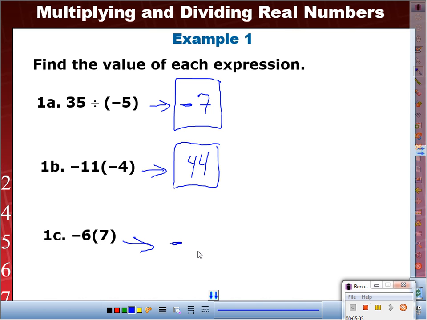Negative. Compute. 42. Can we simplify? No. Now, check this out. The reason being that we're starting off with a sign so that we avoid mistakes.